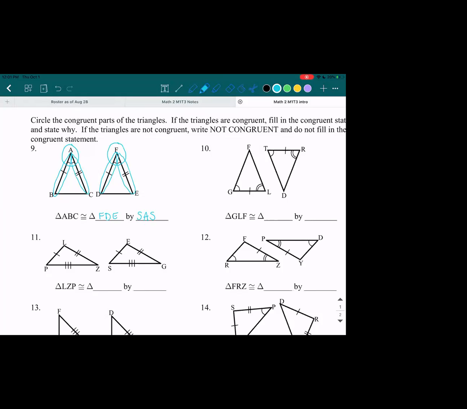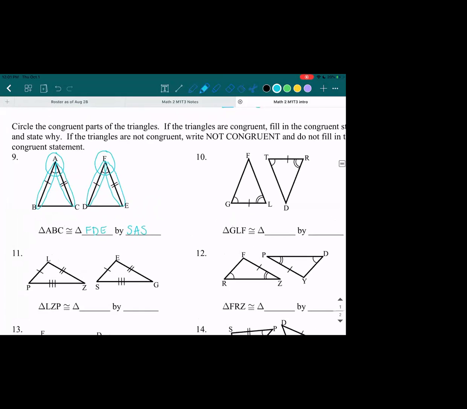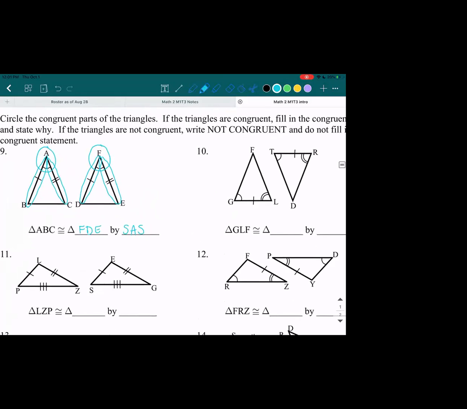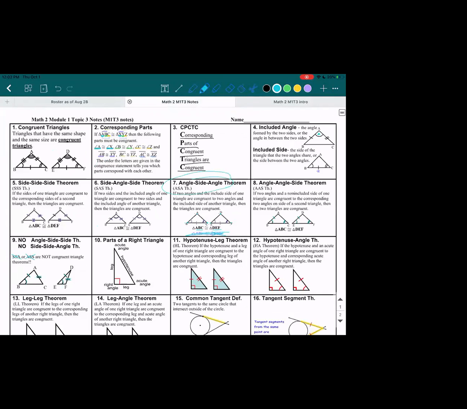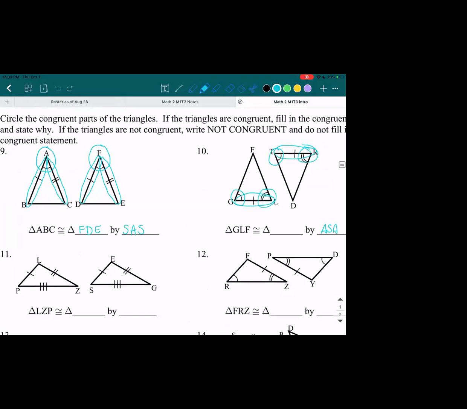Okay. Let's do number 10. So number 10, we have that this angle is congruent to this angle. Then this side is congruent to this side. And then this angle is congruent to this angle. So we have ASA. Is this acceptable? Let's take a look. Is angle, side, angle acceptable? According to our notes, it is. So that means these are congruent triangles.